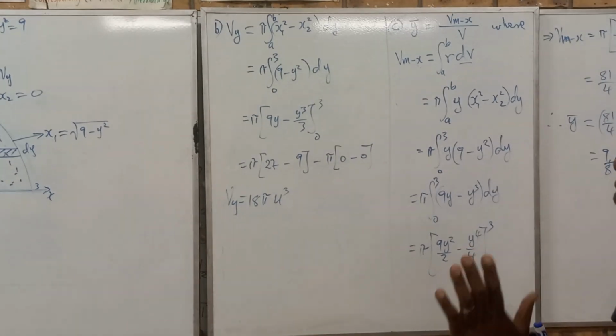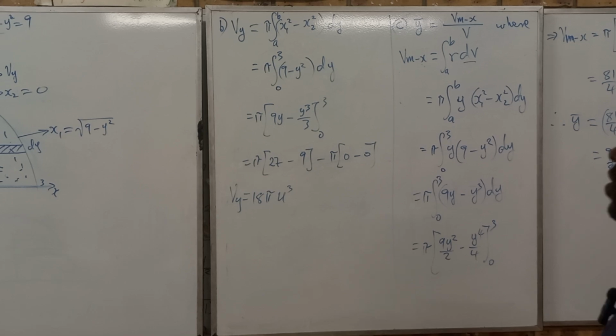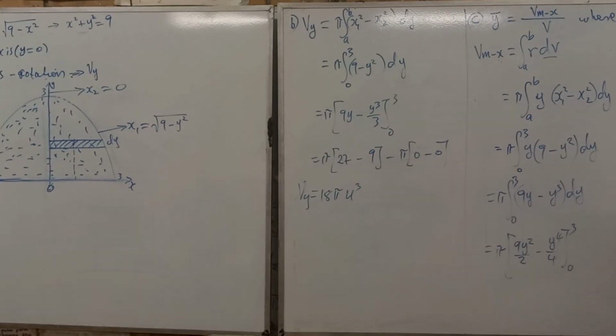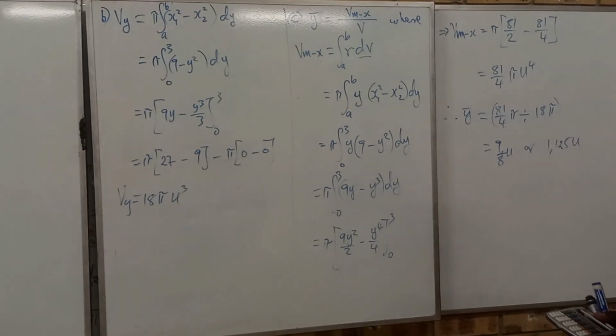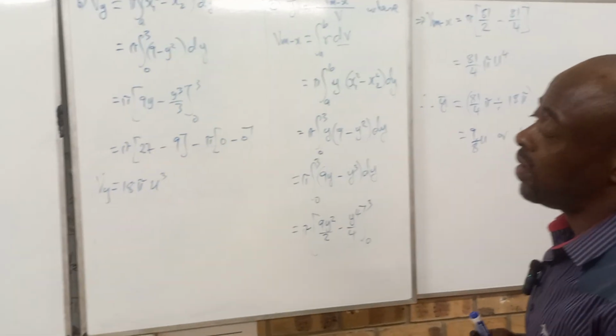So you see I'm reading my limit from 0 to 3 because my strip touches the y-axis, so it tells me so. So guys, that's how simple it is to calculate our center of gravity. Thank you very much.